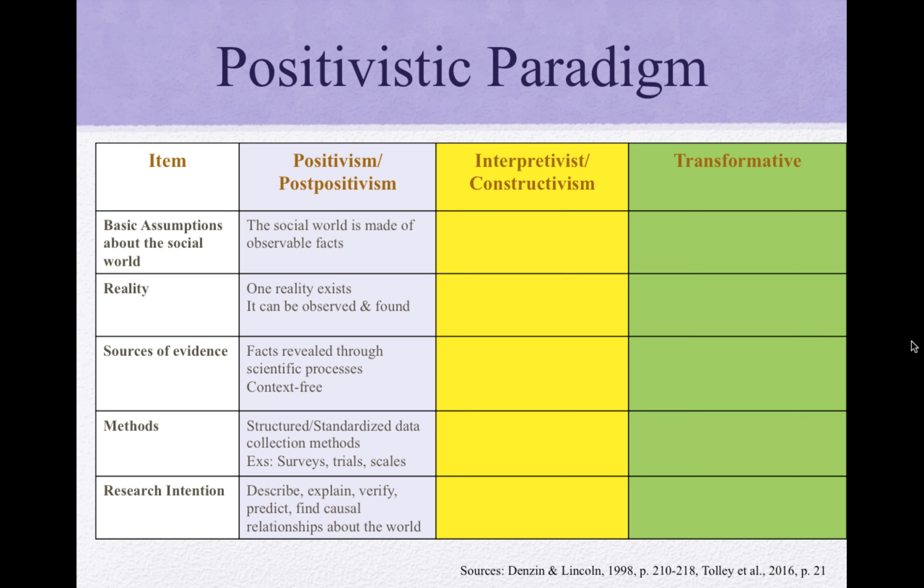Again, we talked about this, the idea that you're controlling for external factors that might actually cloud your ability to see a causal or a correlation relationship in the factors that you're looking at in your research. The methods are structured and standardized data collection methods such as surveys, clinical trials, scales, equipment, things like that. And the research intention is to describe, explain, verify something that you're asking, something that you go in thinking should be the truth, something that you should think should not be falsified, something that you predict, and find causal relationships about the world.